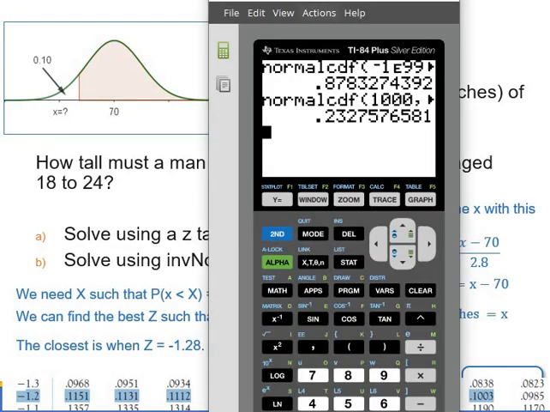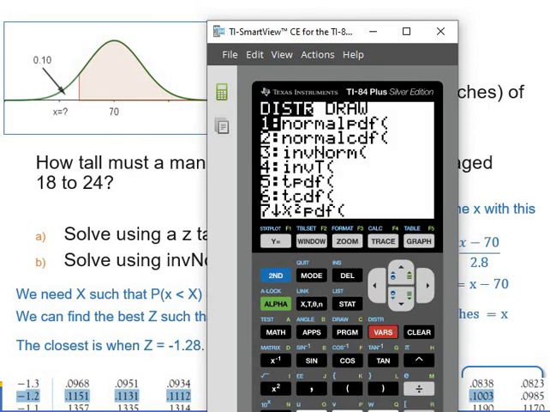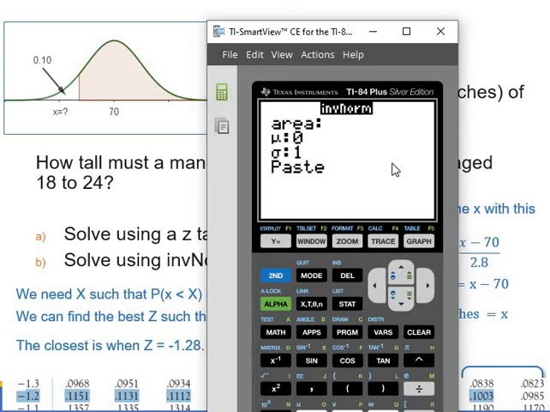Here's how we can do it with the calculator. In the calculator, we do second variables, and we choose number 3, inverse norm. And just like normal CDF, some of you will get this menu, some of you won't.